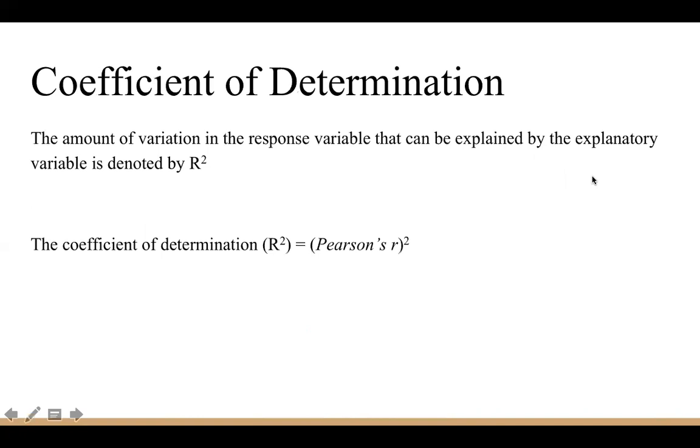Okay, so your coefficient of determination is also called r squared. It's really just the amount of variation in the response variable that can be explained by your explanatory variable. It's called r squared, and you literally square r, which is how you find your coefficient of determination. So it's pretty simple to remember there.